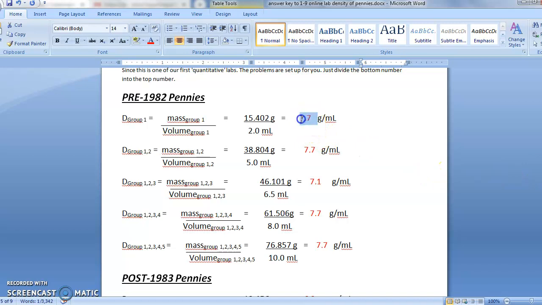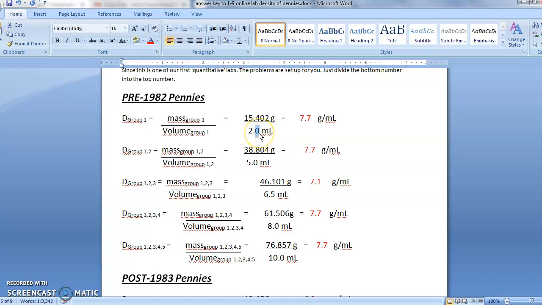Now you might say, Mr. Rinkelmeyer, why did you round to 7.7? Why didn't I keep more numbers, 7.68 something, or whatever it would have been? The answer is you have to look at the numbers you used in the calculation. The balance gave us 5 numbers. The graduated cylinder, I was guessing. I knew it was about 2, but I was guessing how close to 2 it was.